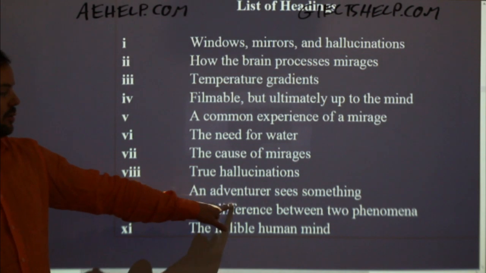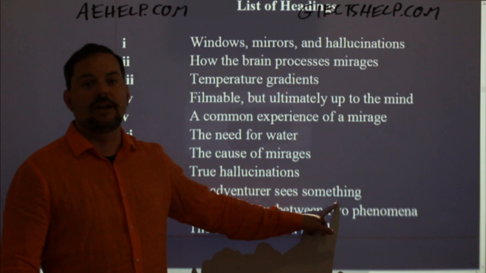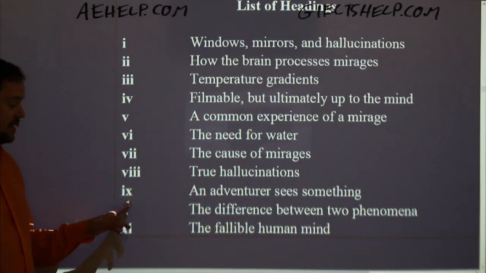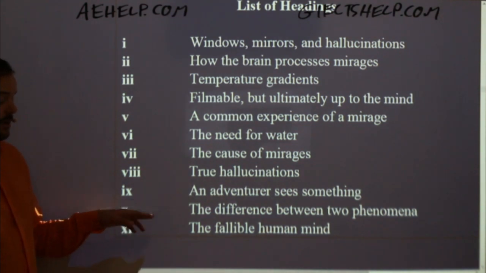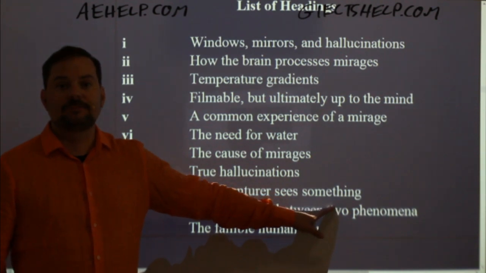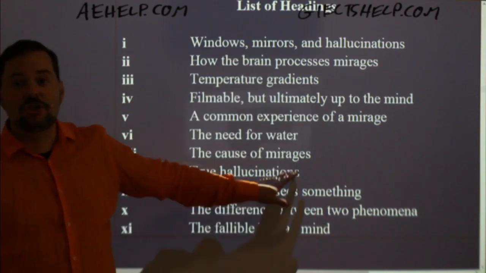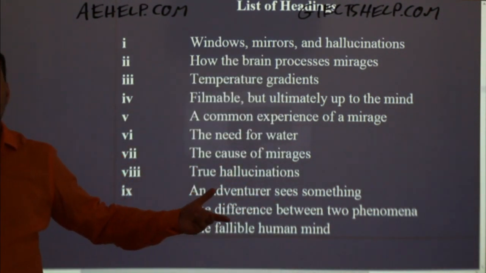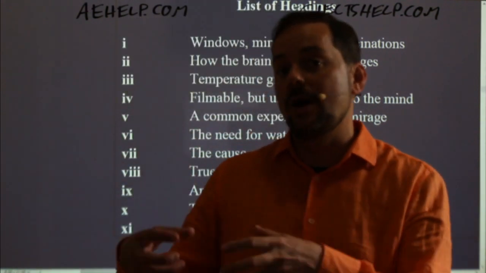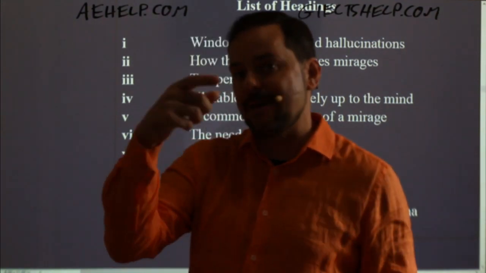The adventurer is the man. Sees something is the water that keeps moving. So my argument here is that the closest match to what I just said, a man keeps seeing water, which is an illusion, is an adventurer sees something. So IX is, I think, the best answer from these choices. It's the closest match. Okay? Again, remember, for list of headings, you need to figure out what the paragraph is about on your own, and then choose the answer that matches.